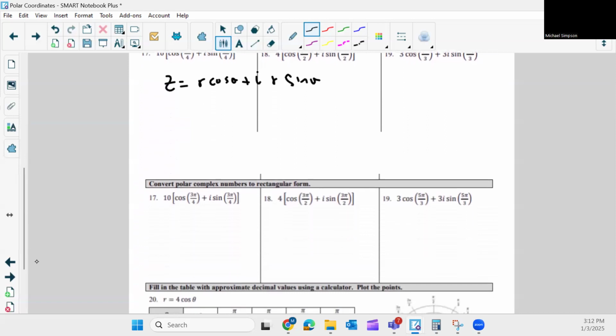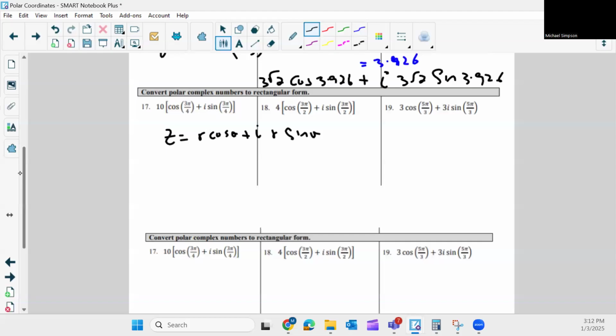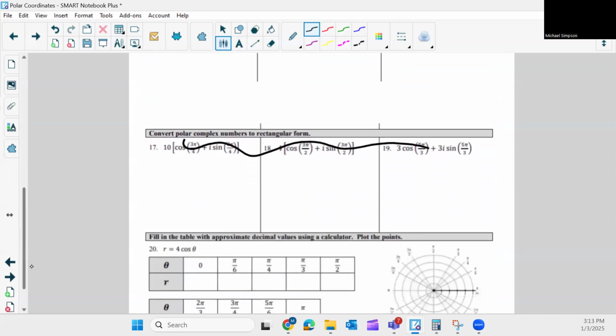Convert the rectangular form. Convert. Okay. 17 through 19. Oh, they're the same. I think when I snip and paste, I copy the same thing over.